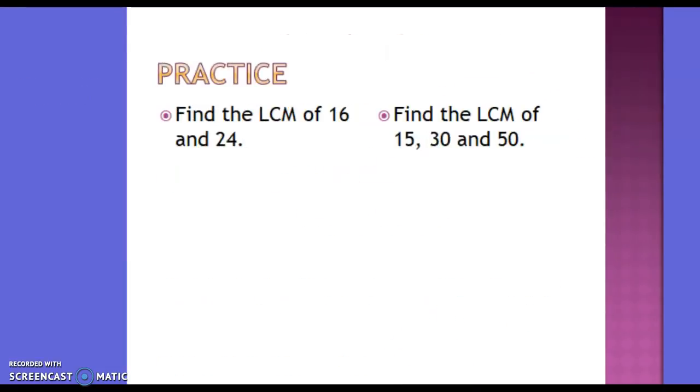All right, so what I'd like you to do is practice these two problems here. This is the bottom of page 7, and I want you to hit pause and then hit continue when you're ready. I'll have the answers up on the screen and we'll see how you did, but give it a try first.